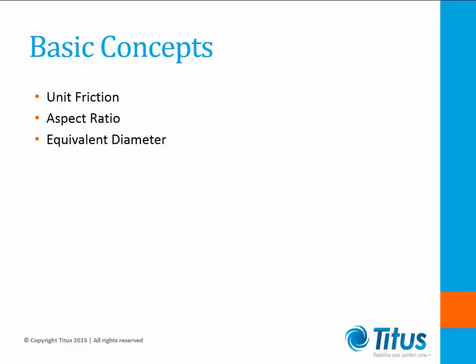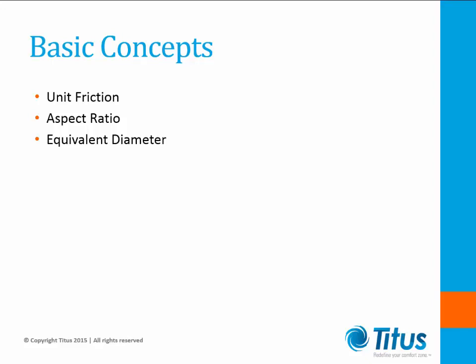Some more basic concepts. Unit friction is a standard unit used in duct design. It describes the static friction loss per 100 feet of straight duct run. The units are inches of water gauge per 100 feet. You multiply the total equivalent feet of duct run by the design unit friction to determine static pressure loss of the section of duct.